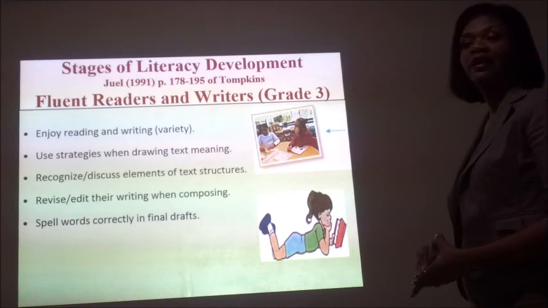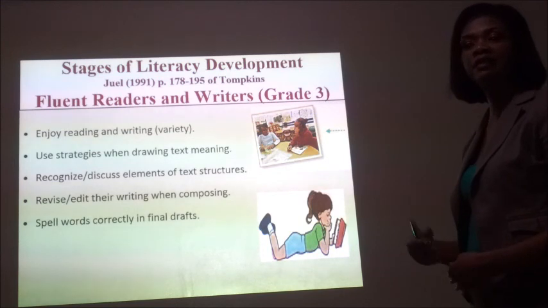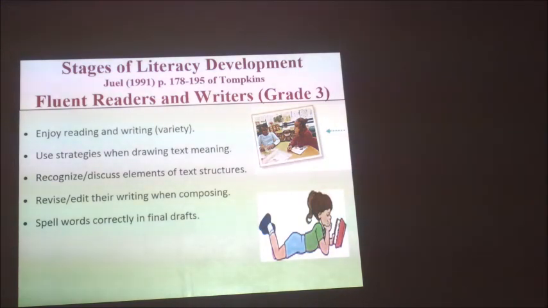Fluent readers. Joel identifies a stage where students are no longer learning to read, but they are reading to learn. At this final stage, Joel 1991 of Tomkin calls the fluent readers and writers. He explains that students read fluently and enjoy reading. The use of strategies makes identification automatic and draws meaning from text. At this final stage, children read to learn and read according to specific genres like mystery, horror, comedy, science fiction, etc.